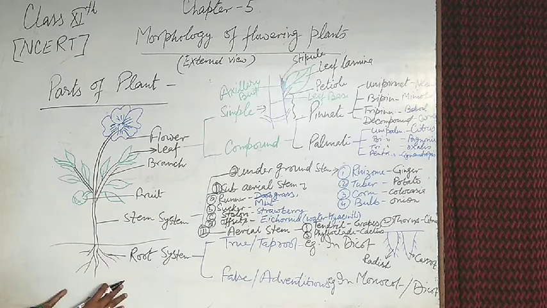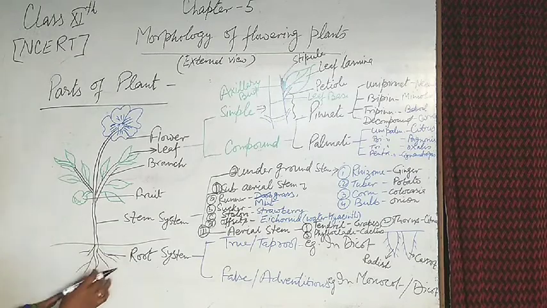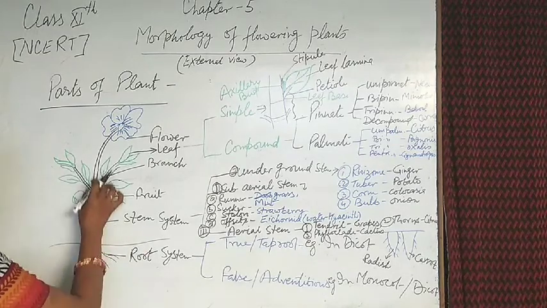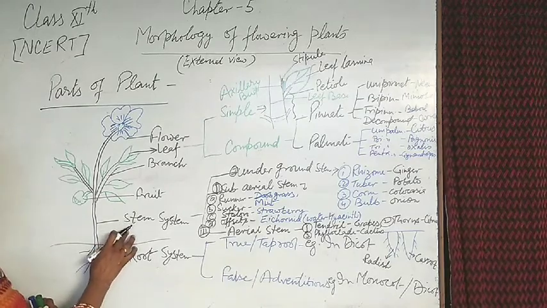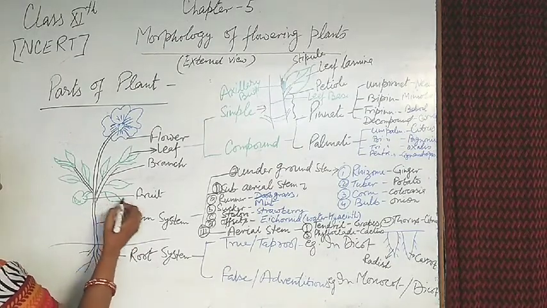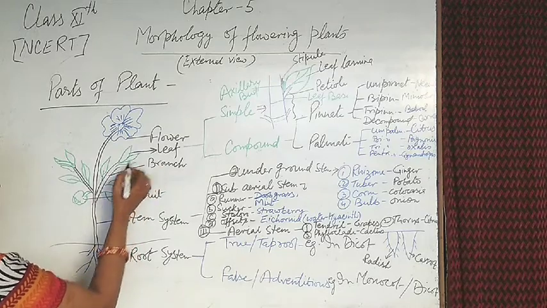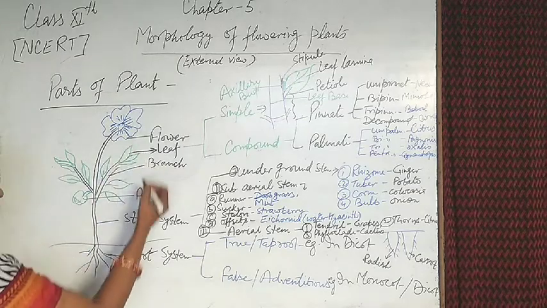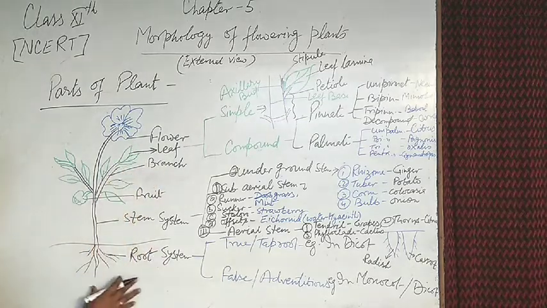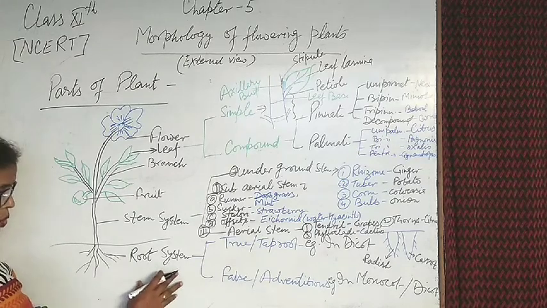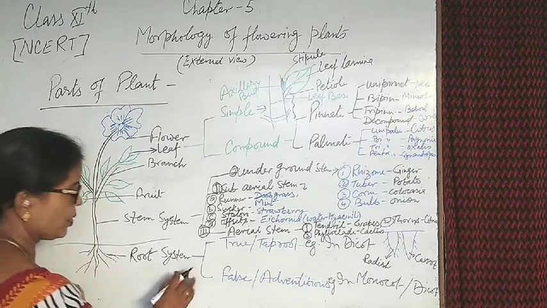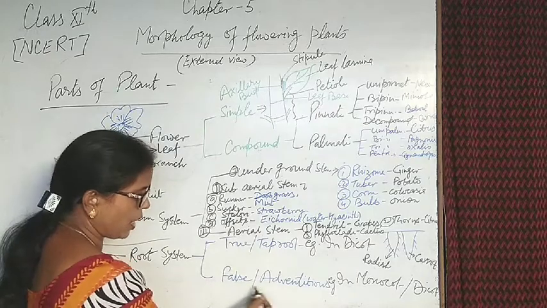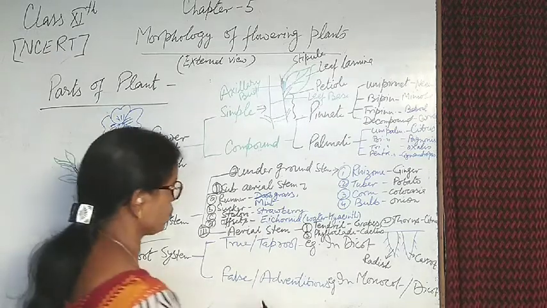The lower part of the plant is the root system, and the other part, the green erect part, is the stem, along with leaf, branches, buds, fruit, and flowers. These are the parts of a plant. Firstly, roots are of two types: true root or false root. True root is also known as taproot, and false root is also known as adventitious root.